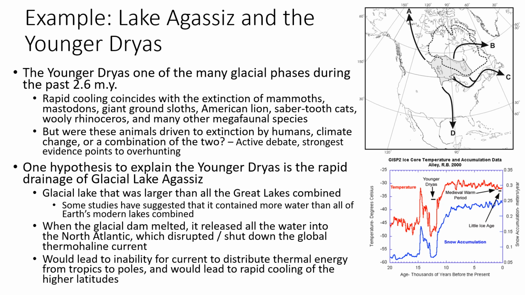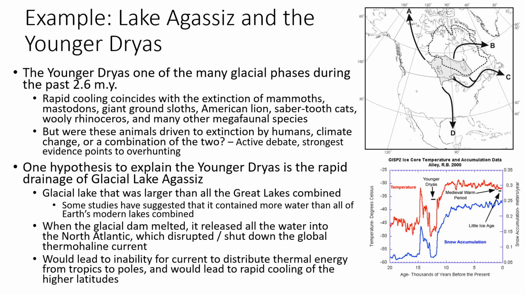And this was also where many of the iconic megafauna, like the woolly mammoths, the woolly rhinoceros, the mastodons, the giant ground sloths, the saber-toothed cats, this is also the period where they all went extinct. Now, were they driven extinct by humans, by climate change, or a combination of both? This is an active debate, but the strongest evidence points to human overhunting and trophic cascades that resulted from that and from competition.